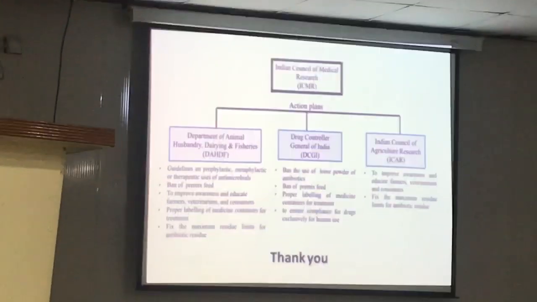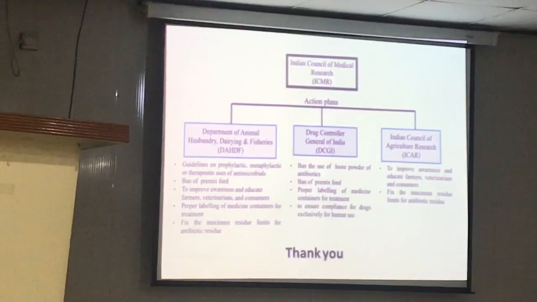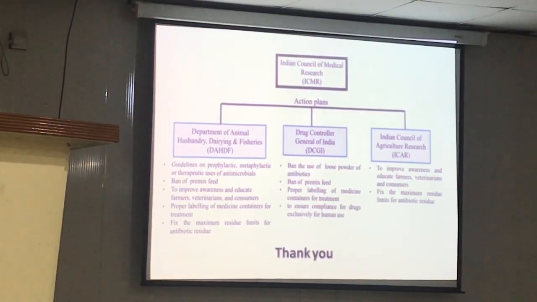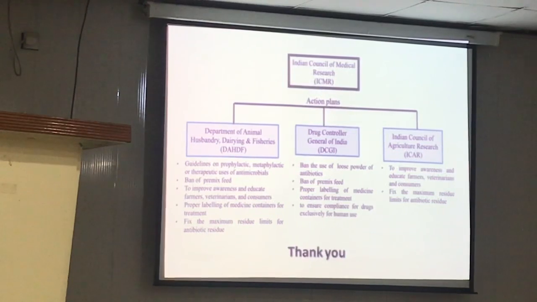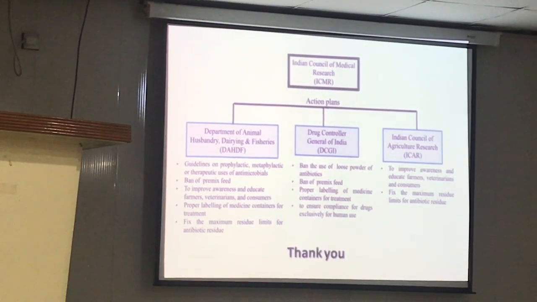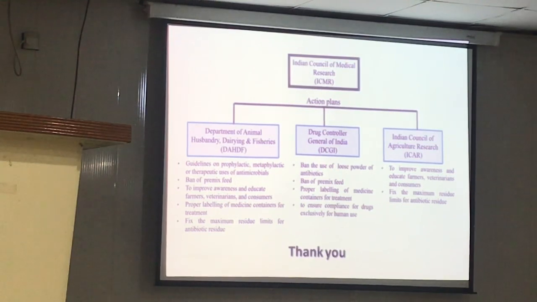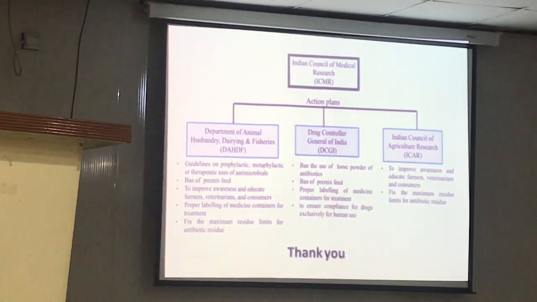Next slide please. So this is my final slide. In order to combat the problem of antimicrobial resistance, various agencies of the government have to work together. This includes the Indian Council of Medical Research, the Department of Animal Husbandry, Dairy, Fisheries, the Drug Controller General of India, and the Indian Council of Agricultural Research. So we have to realize that the health of human beings or the animals cannot be saved unless we are looking after each other in an integrated manner.